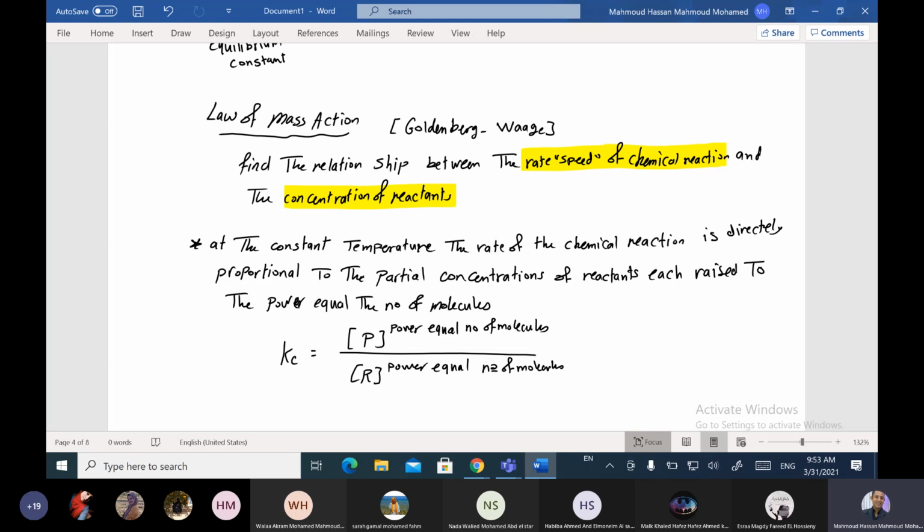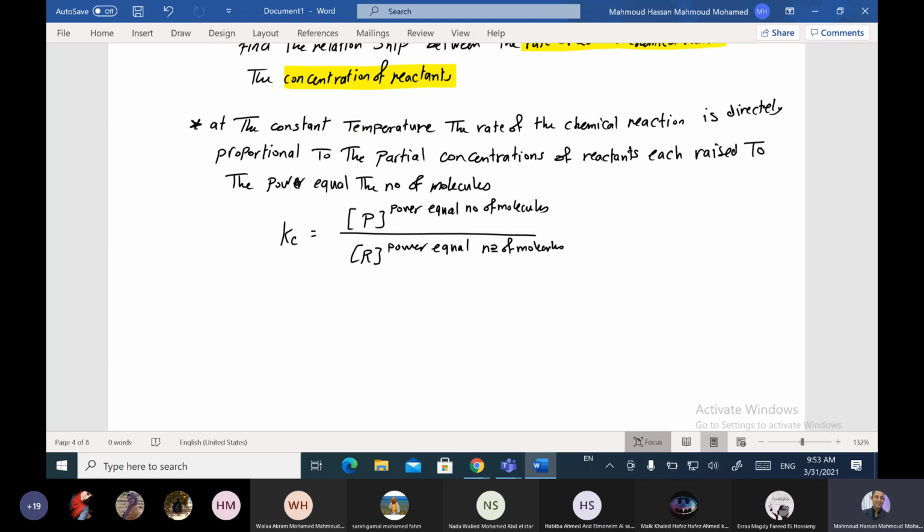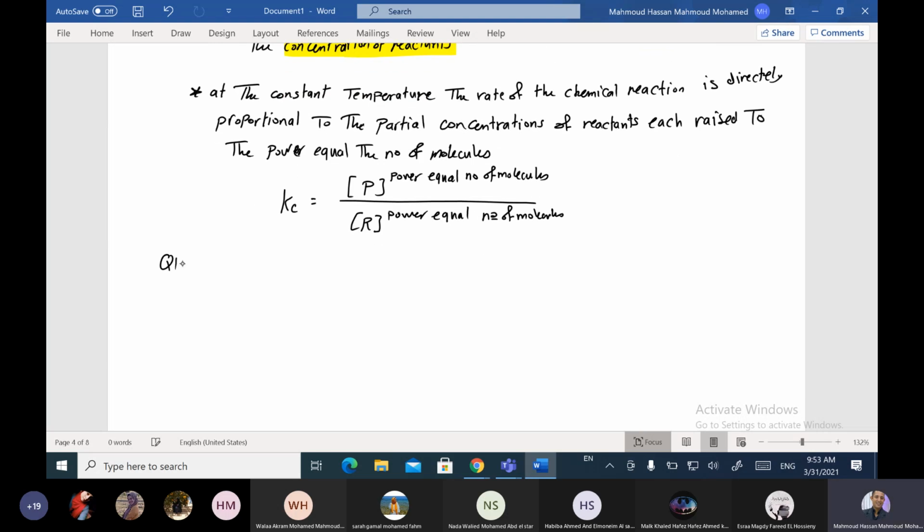Let's practice with some questions. Question 1. Calculate the equilibrium constant of the following reaction: H2 plus I2 gives us 2HI.